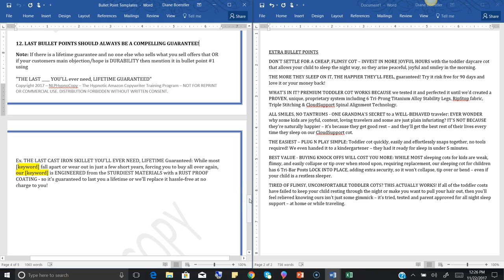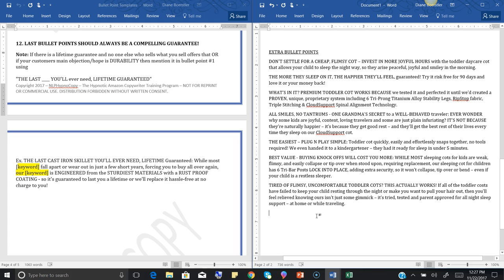Last bullet point should always be a compelling guarantee. I'll tell you some secrets. I love to offer lifetime guarantees. We offer them on all of our products. We don't question it. We almost never get returns. Our returns are way under 1%. The reason you would use the last, right, is people are worried they're going to have to go back and buy another one again. Okay. And I'm sure I've said that.